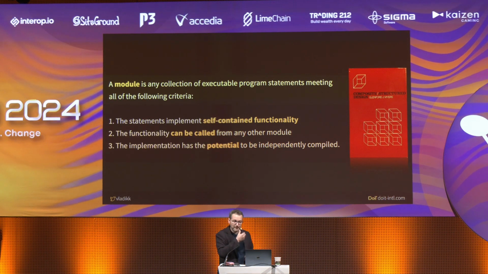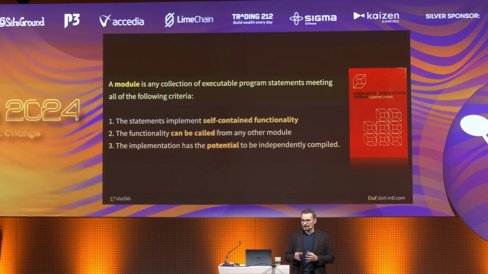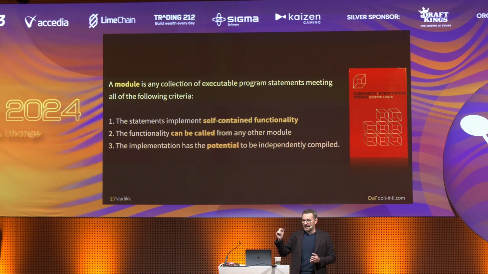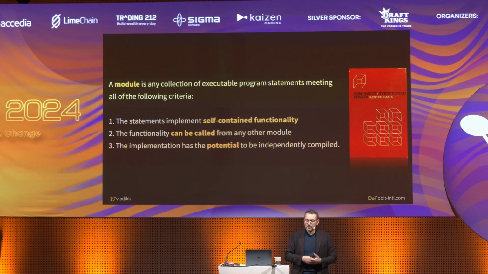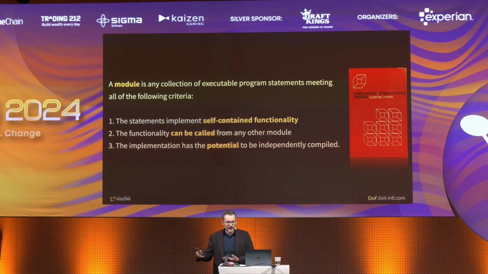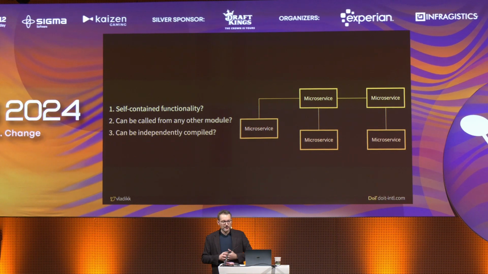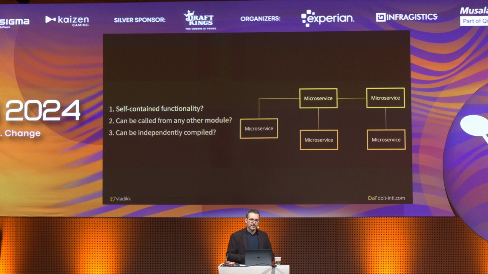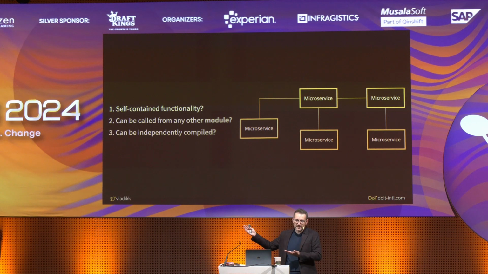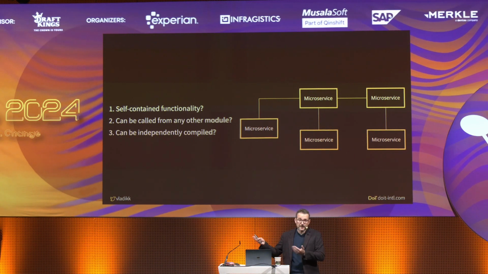And finally, it should have the potential of being independently compiled. Now, that word potential is the keyword here. It should be a potential. It doesn't have to be necessarily compiled independently. But once the potential is there, we can say that this is a module. Now, going back to the slides I used a few minutes before, if you're looking at a bunch of microservices working together, what we have is each microservice has a functionality, it has an interface, and yeah, it is independently compiled. Fits the definition of a module. Cool.